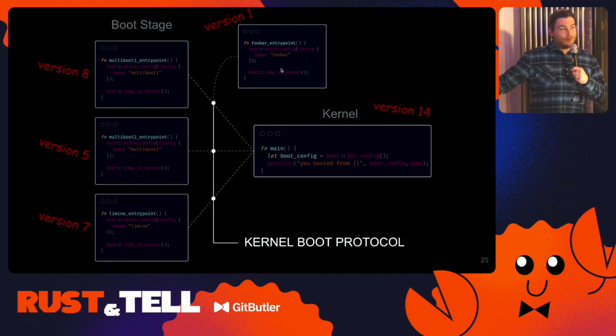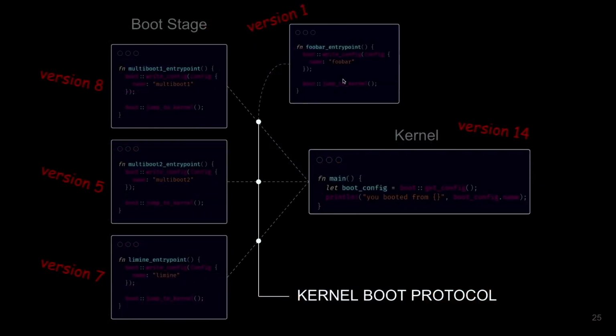There we go, kernel boot protocol. This is kind of the point, right? This is what I have built already. And this is the reason why proc macros came in handy, because this stuff gets very, very tricky, and we'll talk about why. But this is the important part. We decouple the boot stage from the kernel. You don't have to rebuild the kernel, right?